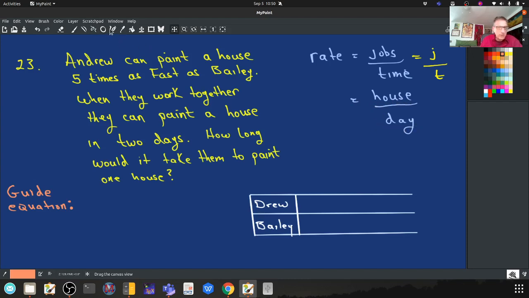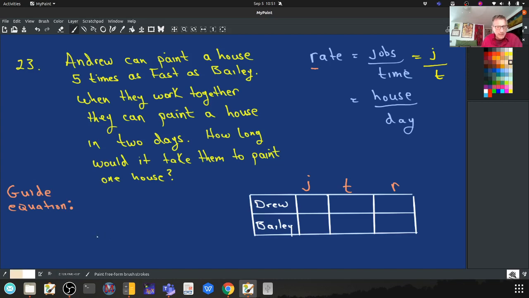So what we normally do when we have a problem comparing two rates is we draw a little table. I shorten Andrew to Drew, and Bailey, and then we put the major components of our guiding formula here. So I'm going to put this as job, and then time, and then rate. So we want to have a guiding equation, because we're going to fill this out, but once we fill it out, we have to have a guiding equation.